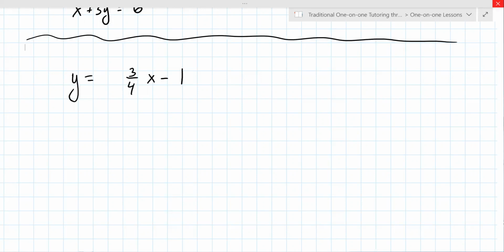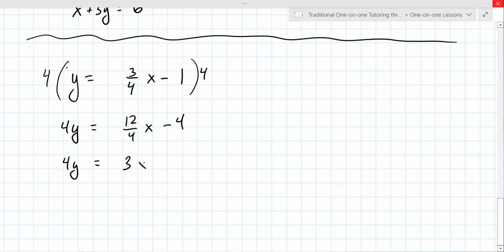How are you doing on this one? I'm kind of stuck at the same part. Okay, so did you multiply everything by 4? Yes. Okay, so 4y equals 12 over 4x minus 4. And then you reduce the fractions. 12 over 4 is 3x minus 4. Are you at this line right here?